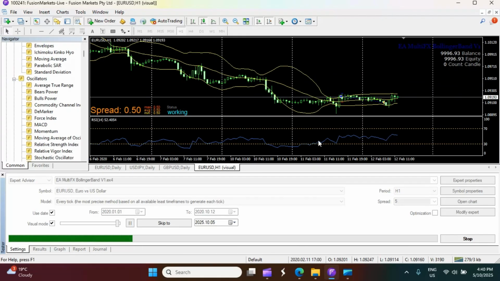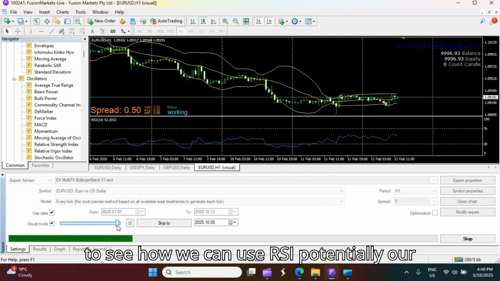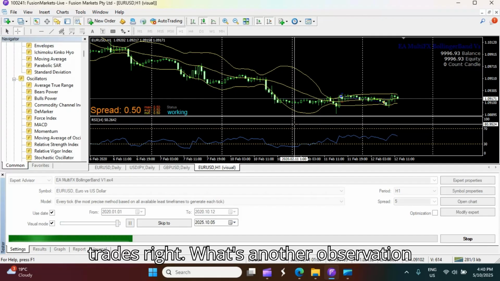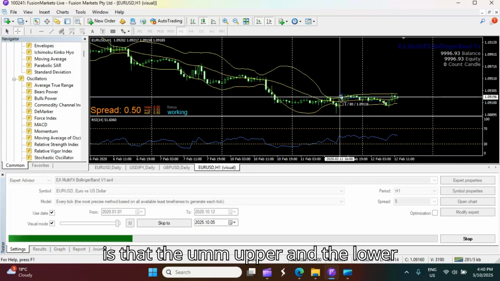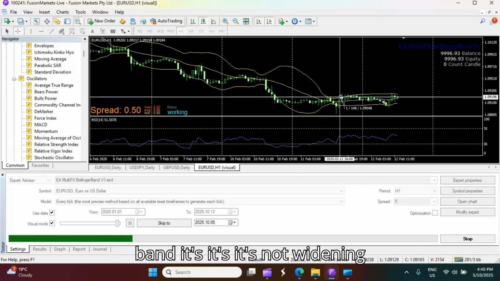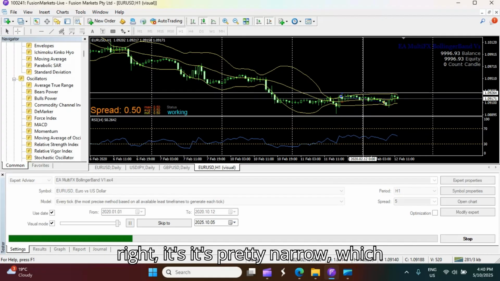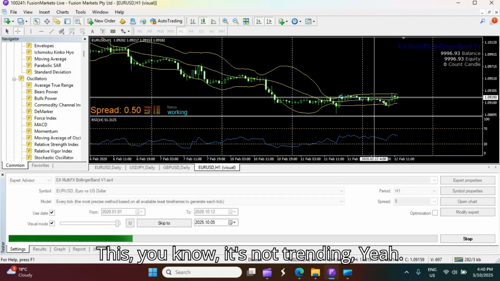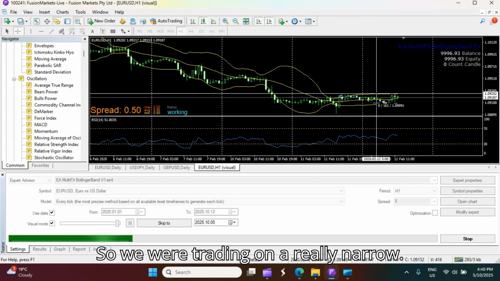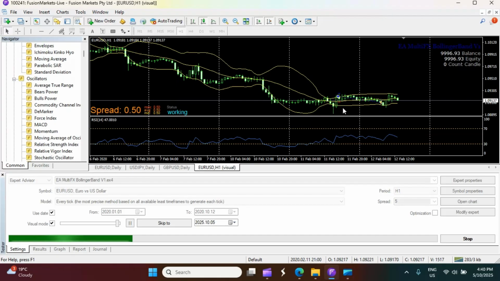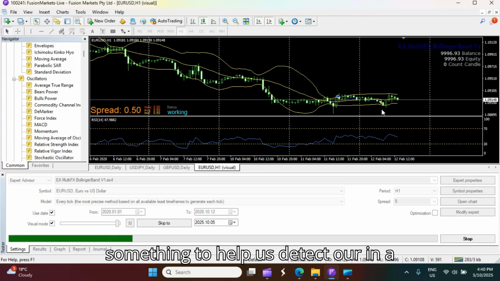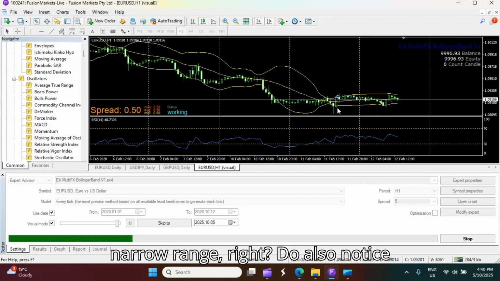We're just observing here to see how we can use RSI potentially as a way to filter out trades. Another observation is that the upper and the lower band are not widening. It's pretty narrow, which means that the market is not trending. So we're trading on a really narrow range. That's something else to consider as well. We might introduce something to help us detect that we're in a narrow range.